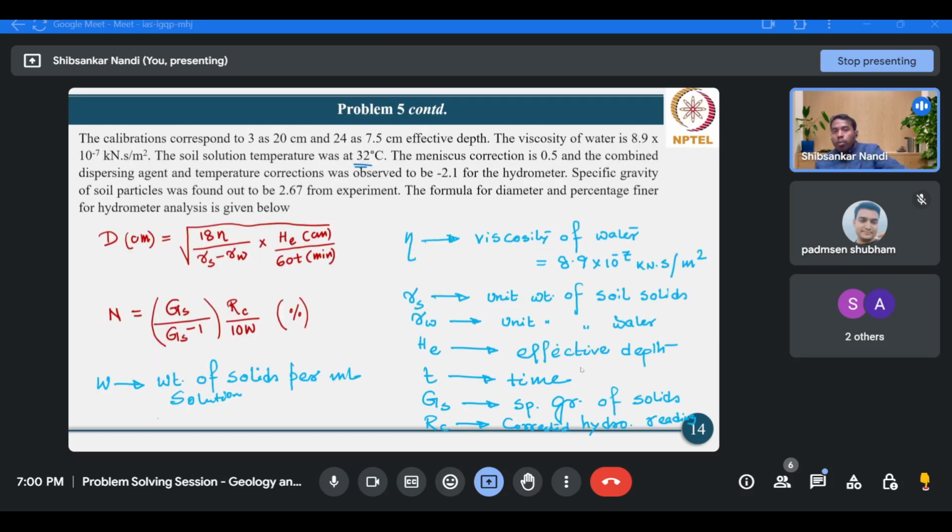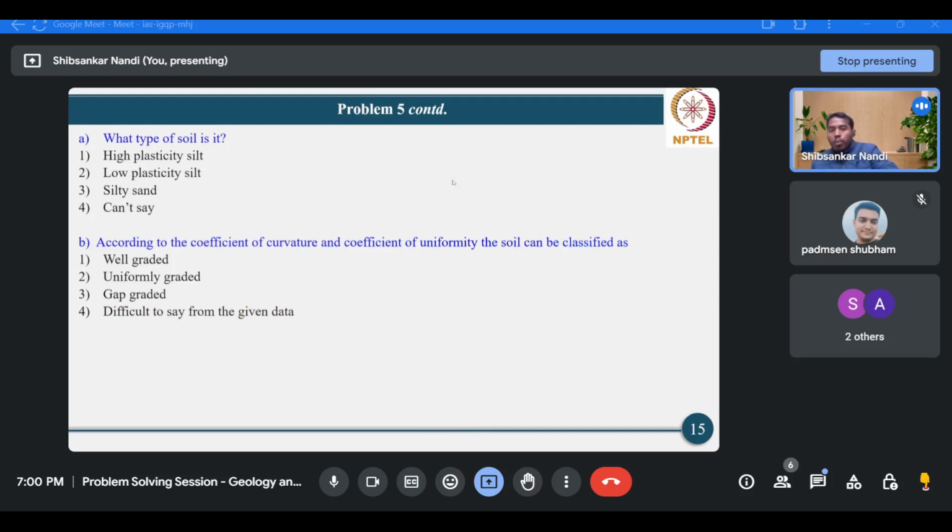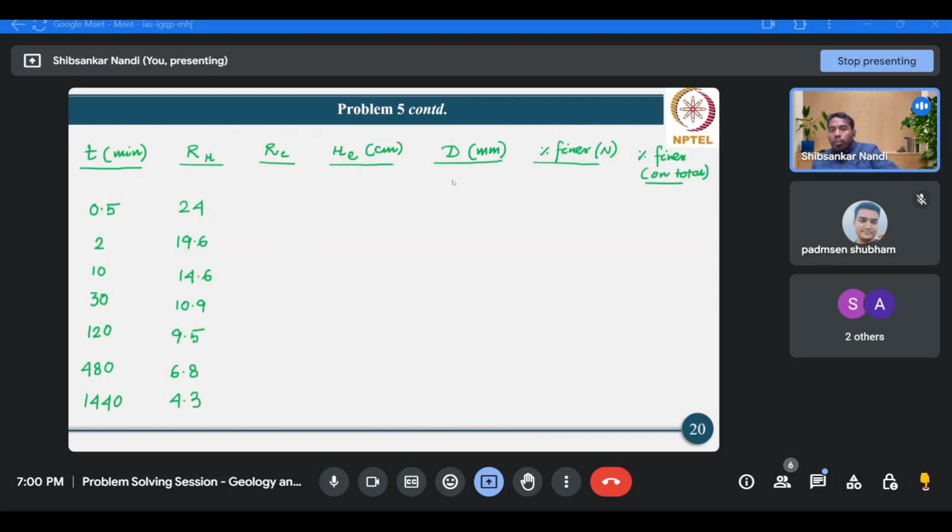Now we'll see what information is given in the problem statement itself. The meniscus correction is given as 0.5, positive. And the combined dispersing agent and temperature correction is given as minus 2.1. Instead of giving the correction factors individually, the combined temperature and dispersing agent correction was given as minus 2.1. Now what would be the corrected hydrometer reading?